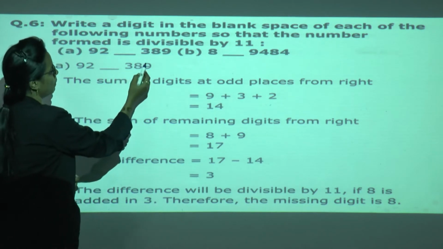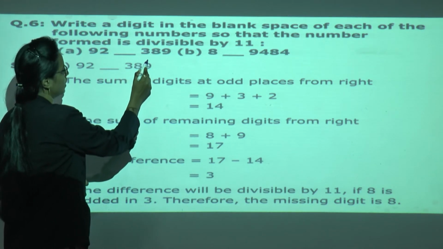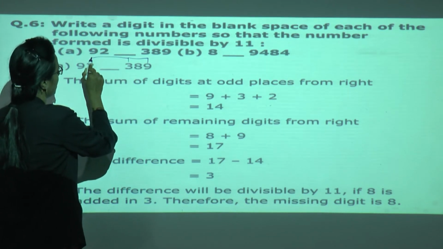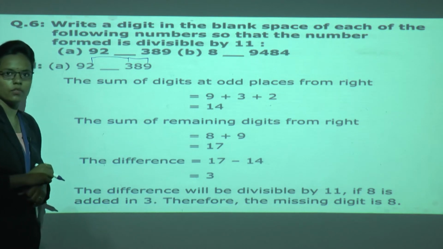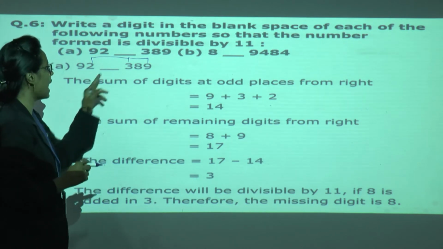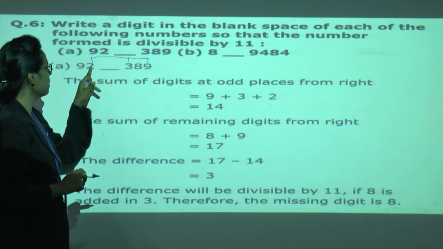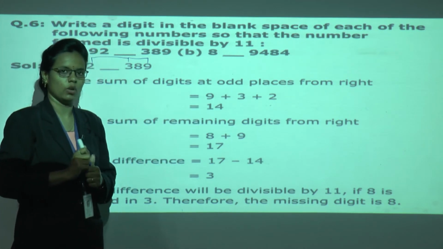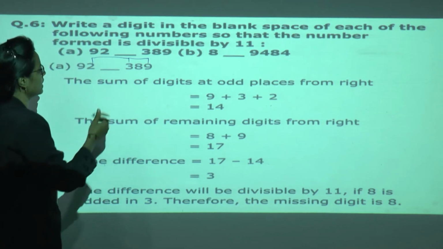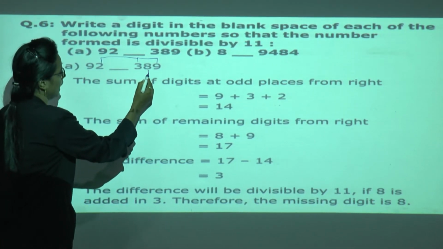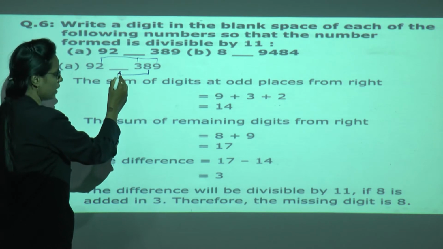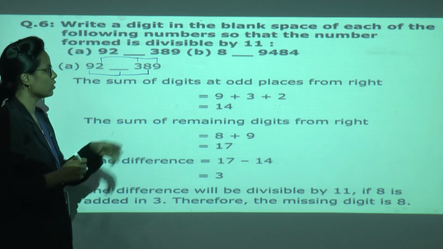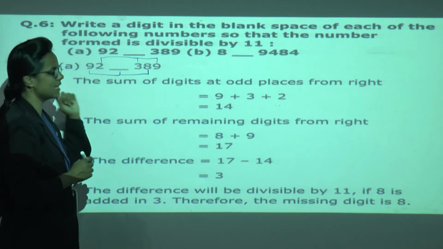See here, odd places from right side: first, third and fifth. So let us add it. 9 plus 3 plus 2, we got 14. Now we will take the even places from right. 8 we don't have here, so we don't take anything right now, and then 9. These are the second, fourth and sixth places.